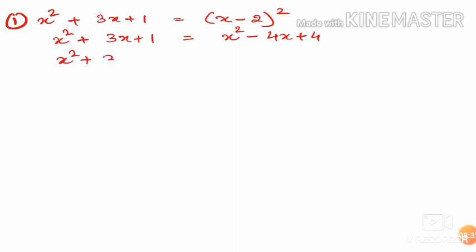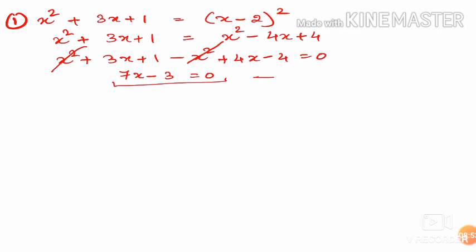Now carry all the terms of the right side to the left side. So x square plus 3x plus 1 minus x square plus 4x minus 4 is equal to 0. The x square term cancels. Add the like terms, so you get 7x minus 3 equal to 0. And now this equation is a linear equation. So, even though it looks like a quadratic equation, on writing in the standard form, you will find that it is not a quadratic equation. Let's try another one.